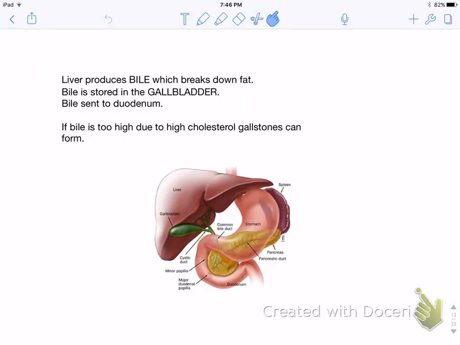The liver also produces bile, which is required in the small intestine. Bile is able to break down fat. So bile breaks down fat into lipids.